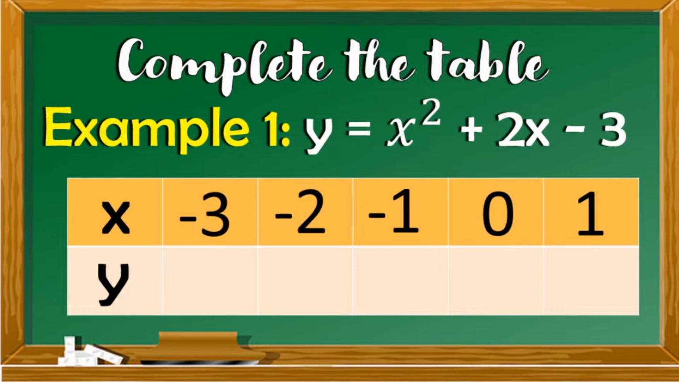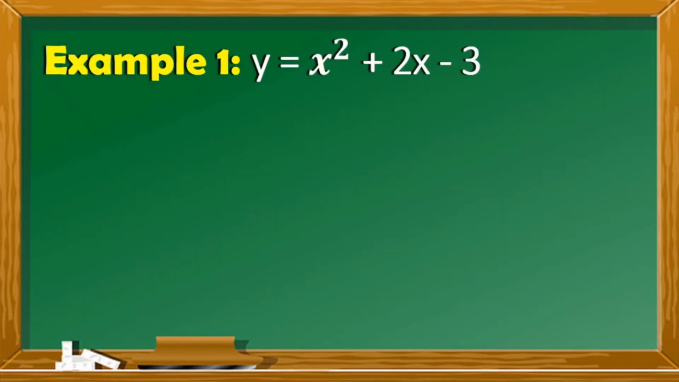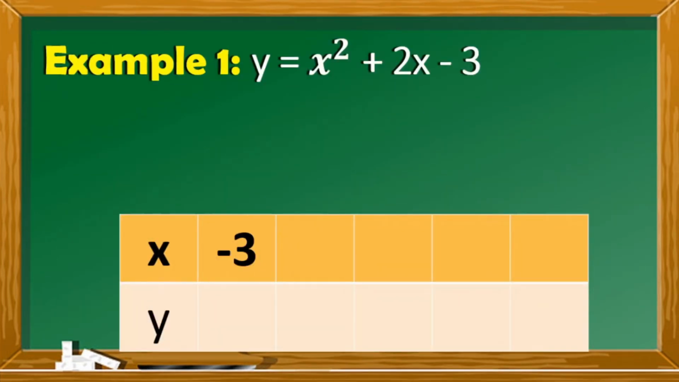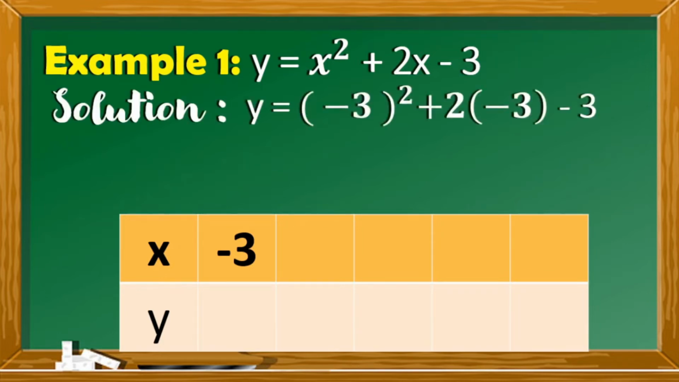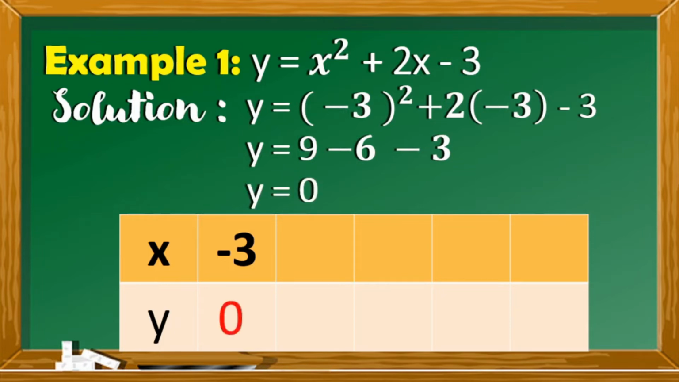To make a table of values for the given quadratic function, let us use the given values of x, then solve for y. To get the value of y if x is equal to -3, replace all x by -3 and simplify. Showing our solution, y = (-3)² + 2(-3) - 3. (-3)² is positive 9, 2 times -3 is -6, minus 3. Performing the operations, y is equal to 0.